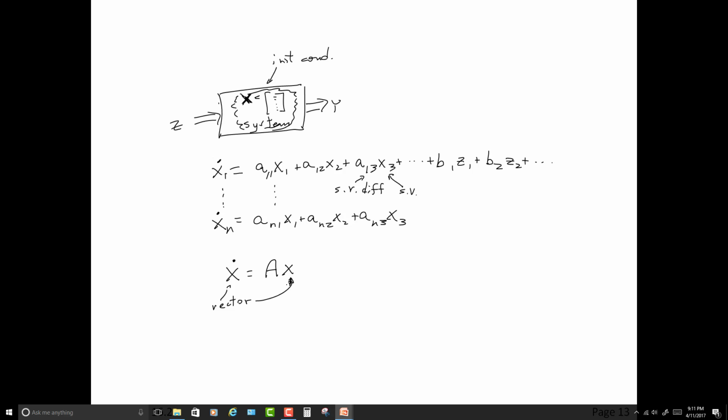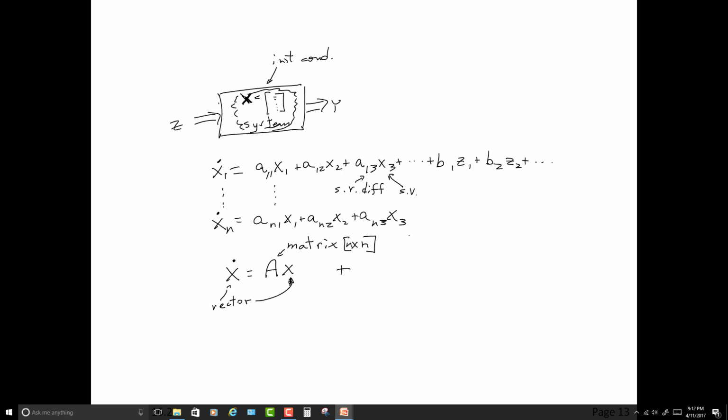This is a vector. This guy is a matrix, right? And what is that going to be? Oh, that matrix, we got n state variables, and it's relating n state variables to n state differentials. So this must be an n by n matrix.